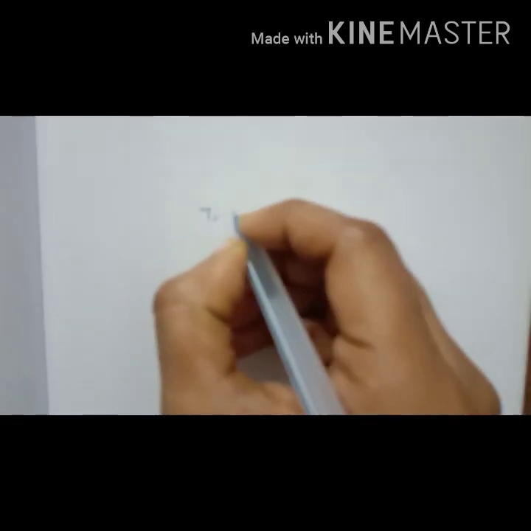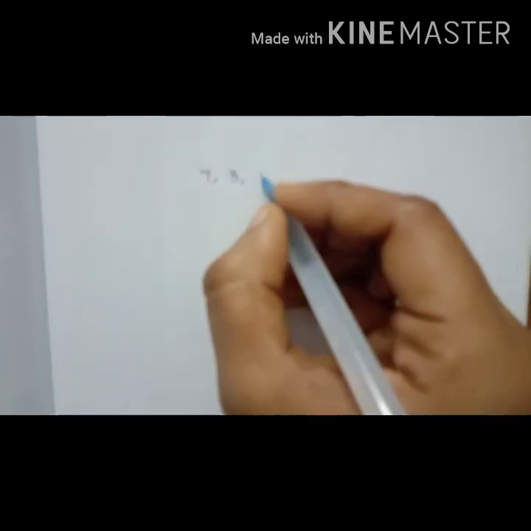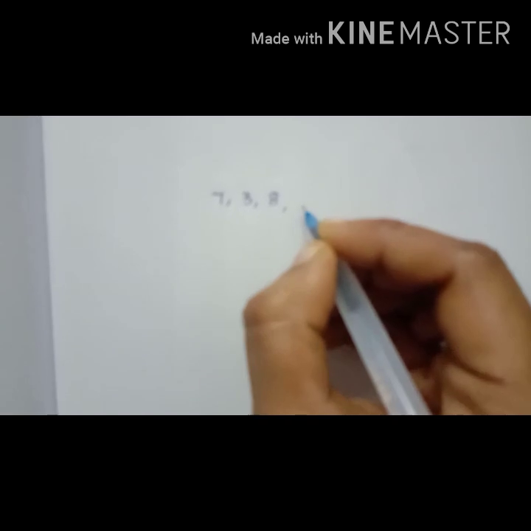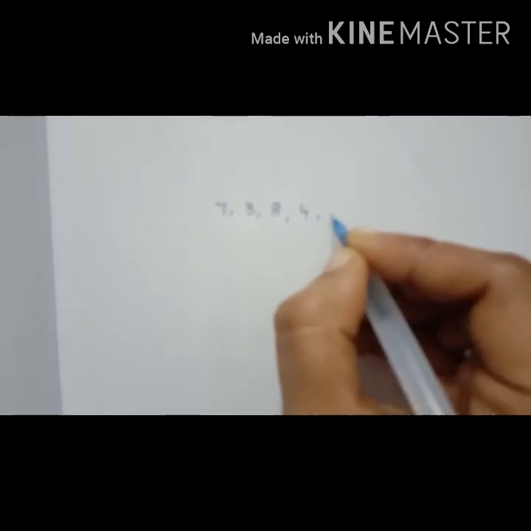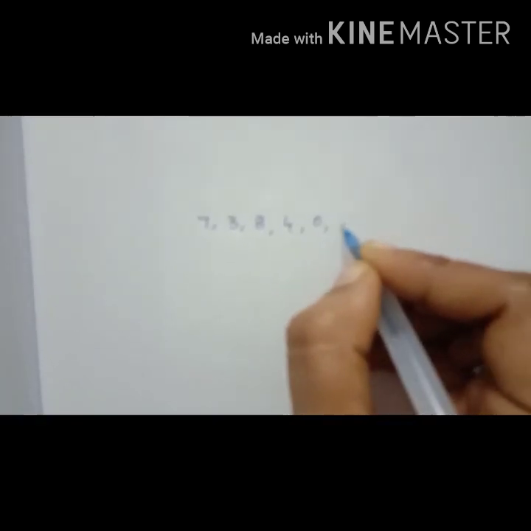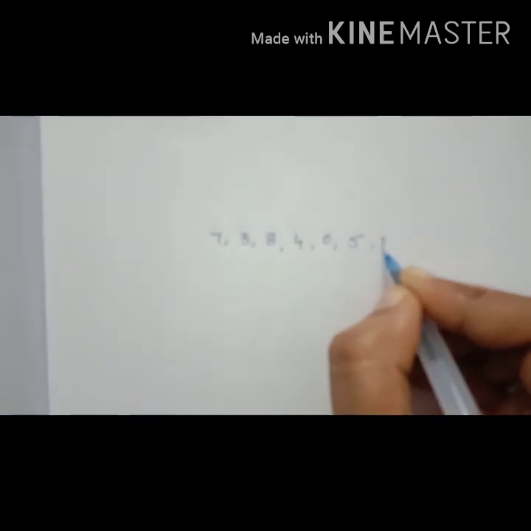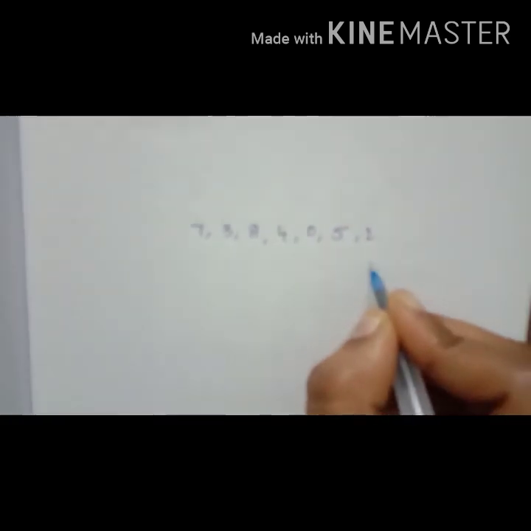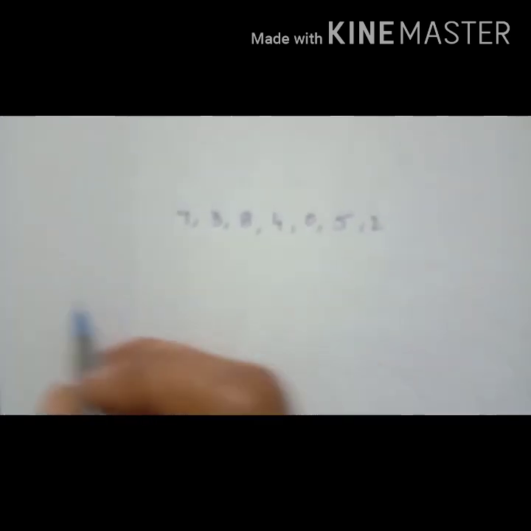See, what is the question? Write the largest and smallest 7-digit number using the digits. Already they gave the digits. What are the digits? 7, 3, 8, 4, 0, 5 and 2. By using these digits, we have to write the largest and smallest numbers.